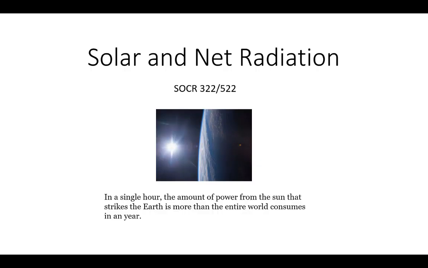This is part one of a lecture on solar and net radiation. And, you know, the Earth receives a tremendous amount of energy from the sun at all times. And that's the energy that really drives a lot of our meteorological processes, drives evaporation, drives photosynthesis, so many things that are key to how agricultural crops and ecosystems and watersheds all function. So it's really important that we grasp how to measure and model and use solar and radiation data.